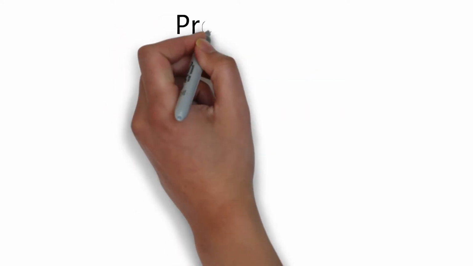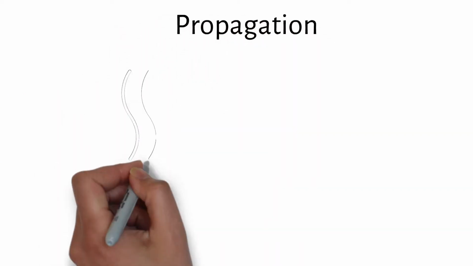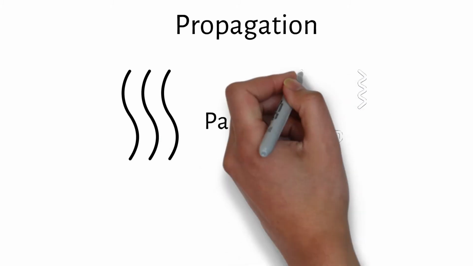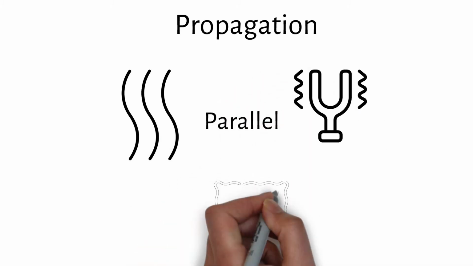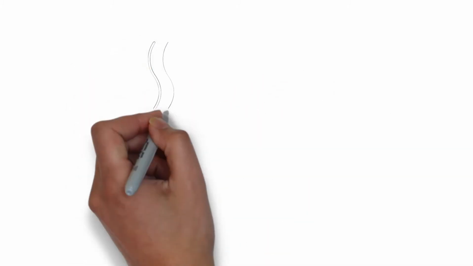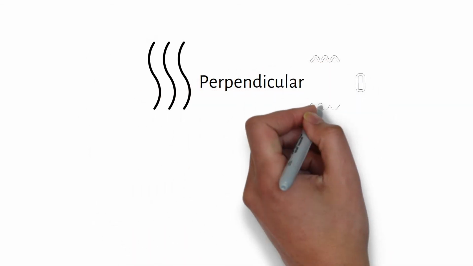How do these two waves propagate? P waves are parallel to vibration, therefore matter gets stretched under these waves. S waves are perpendicular to vibration, therefore it creates crests and troughs.